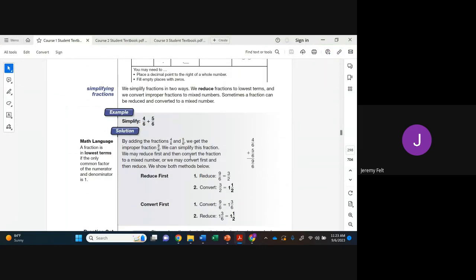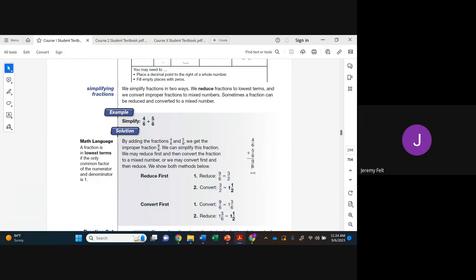Okay, and then simplifying fractions, we reduce. So we look at, is there anything we can factor out of the numerator and the denominator? If there's not, then we just keep it as is. So if we have this example right here, we have common denominators, which is great. We have to have that. So we have 4/5 plus 5/6. 4 plus 5 is 9. So I end up with 9/6. But we got to reduce that.